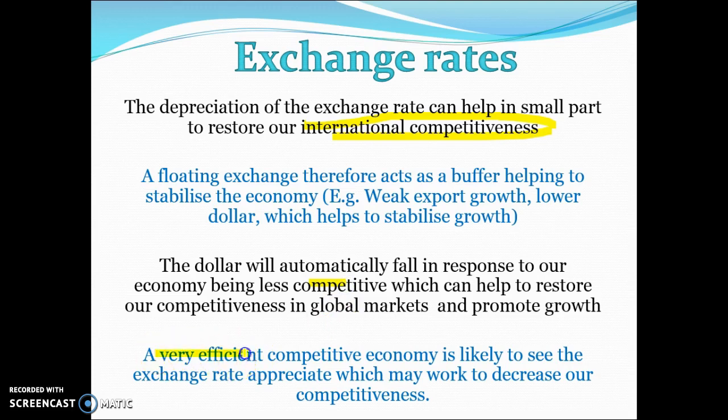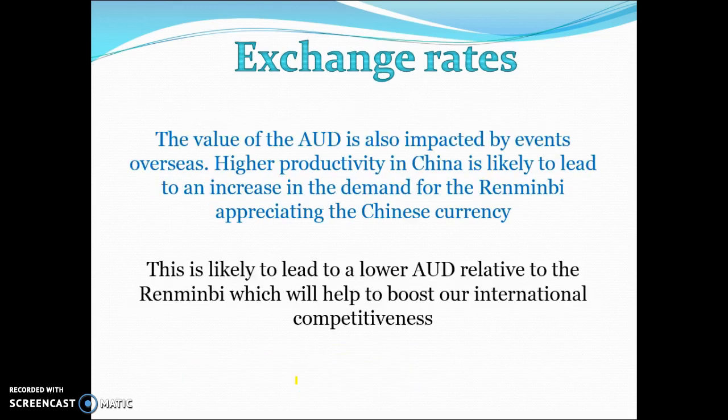A very efficient competitive economy is likely to see an exchange rate appreciation, which can then decrease our competitiveness. So essentially, when we're less competitive and less efficient, that is bad, but it can have positive effects for keeping the dollar down, which boosts international competitiveness.